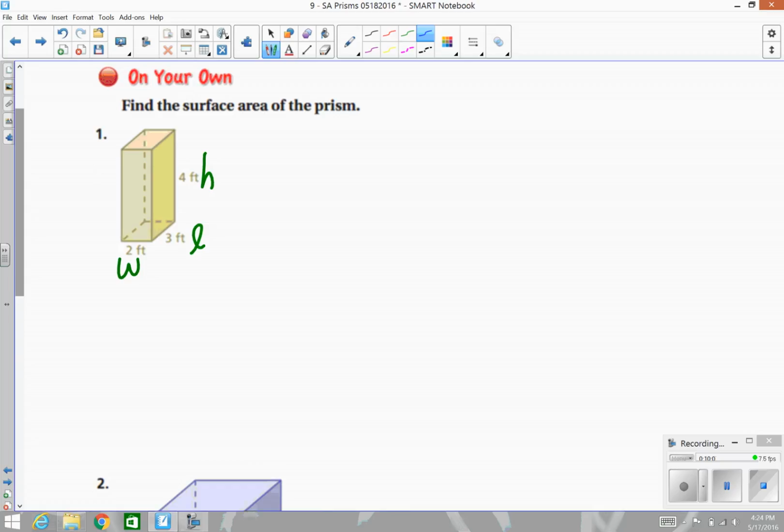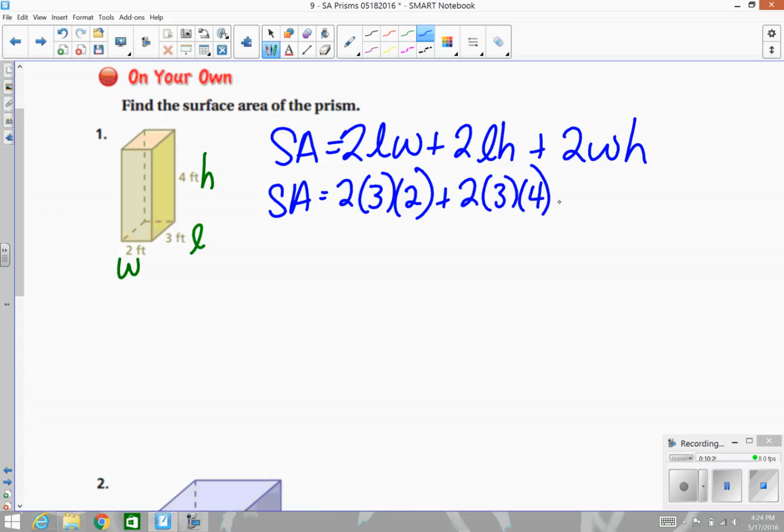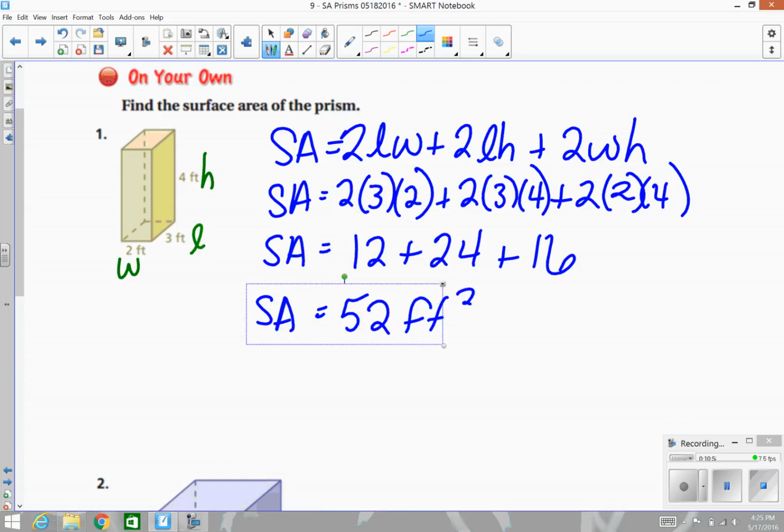Now that you've tried these on your own, let's quickly go through the answers. Formula first: surface area equals 2 times length times width plus 2 times length times height plus 2 times width times height. Surface area equals 2 times 3 times 2 plus 2 times 3 times 4 plus 2 times 2 times 4. That is 3 times 2 is 6 times 2 is 12, plus 2 times 3 is 6 times 4 is 24, plus 2 times 2 is 4 times 4 is 16. Add them up, we should get 52 feet squared.